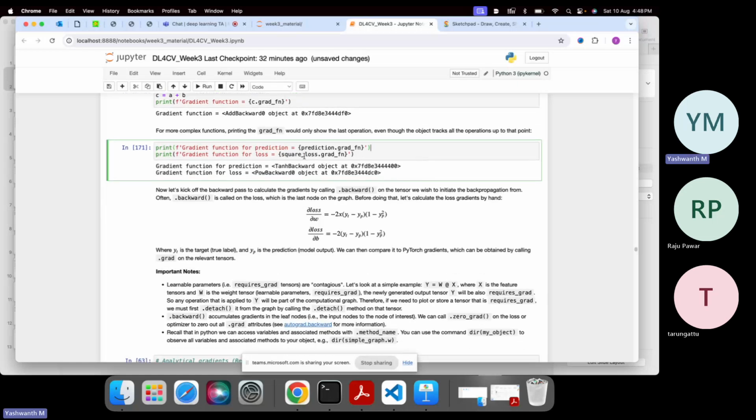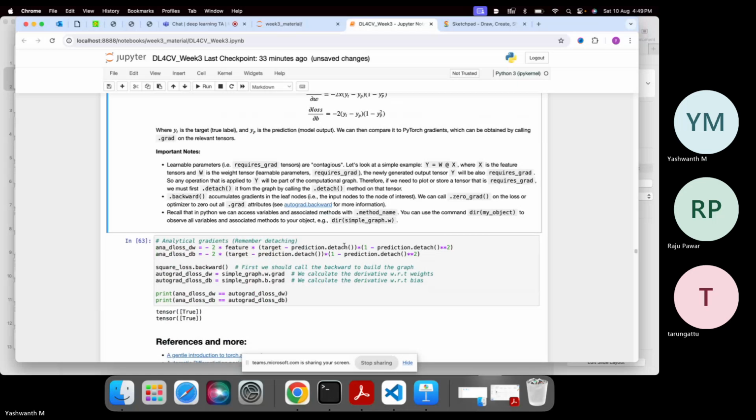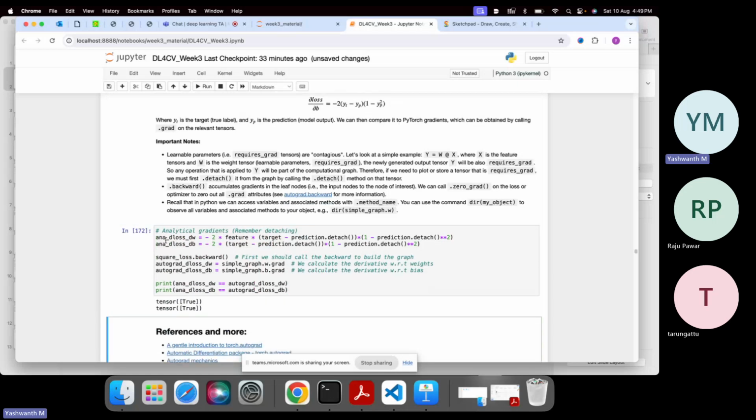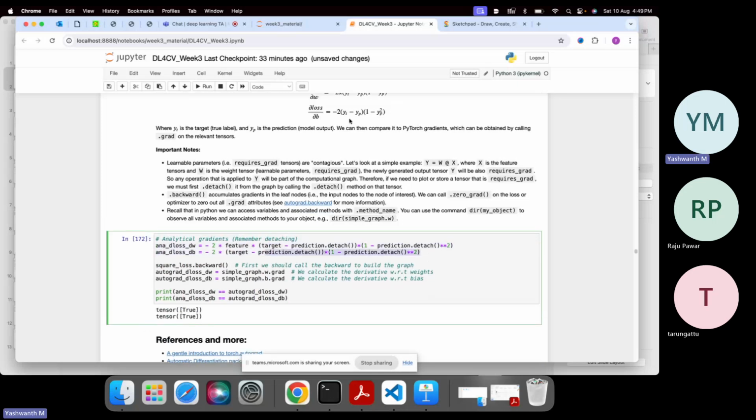For the square loss, it was given this power backward, and for the prediction, which is the tanh on W transpose X plus B, it has given this. And this is the brute force comparison of the loss with respect to W and B. Now we match whether torch autograd gives the same answers as the manually computed values. The answer is it indeed does. So this is the analytical way of computing the gradients, and the same formula has been implemented here.